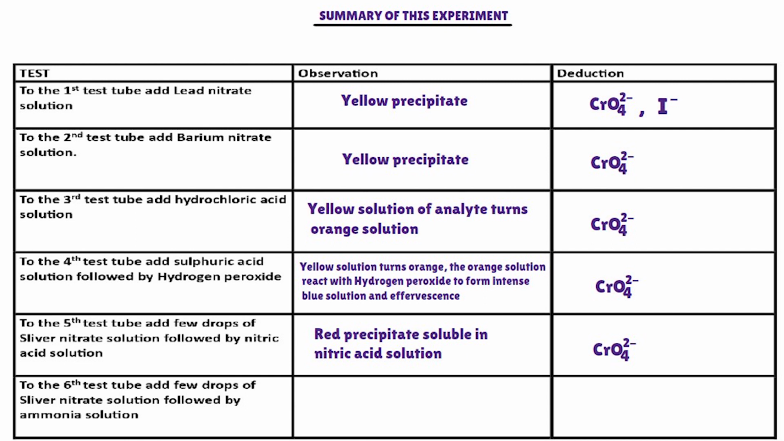Fourth confirmatory test. To the sixth test tube, silver nitrate solution followed by ammonia solution are added. The anion that reacts with silver nitrate solution to form red precipitate, and the red precipitate formed is soluble in ammonia solution, is chromate ion. Chromate ion is confirmed. The anion present in the salt is chromate ion.